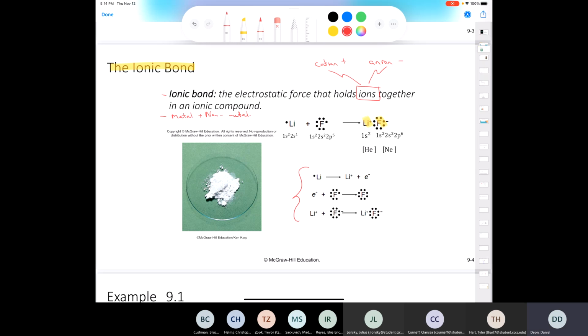Down here, I have an equation showing lithium losing an electron, and I have another equation showing fluorine gaining an electron to form fluoride. This should say F minus. If you tally up those two equations, what do you get? What's the same on opposite sides is the electron. So you can see that overall, this is my net equation. The lithium cation plus the fluoride anion gives us lithium fluoride.